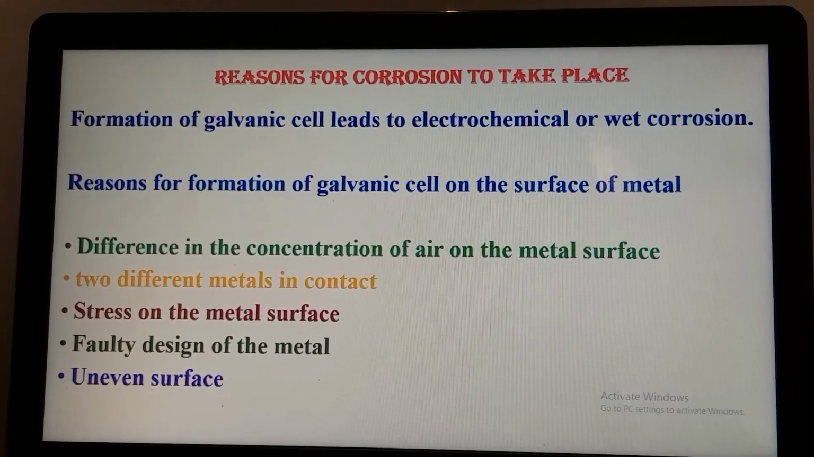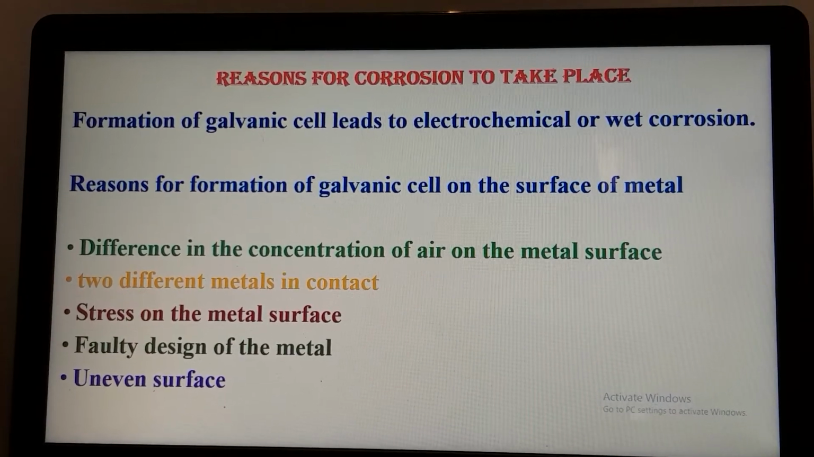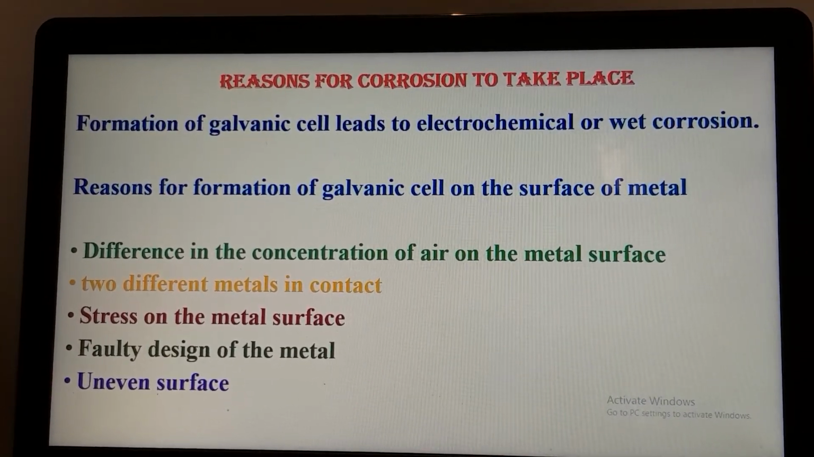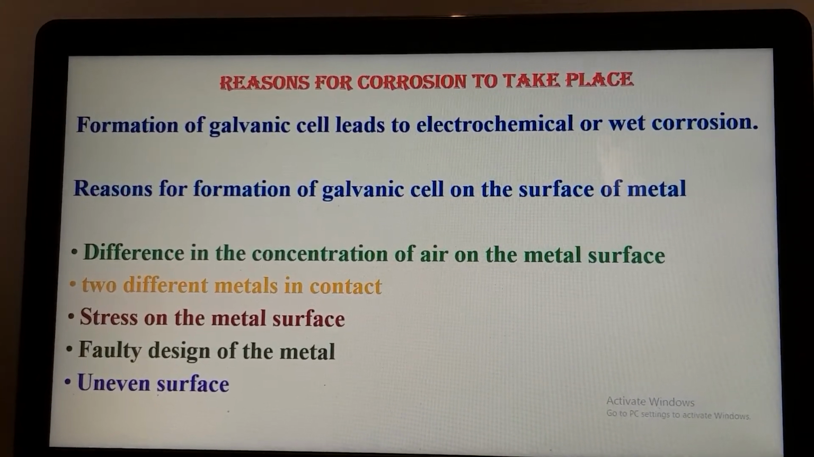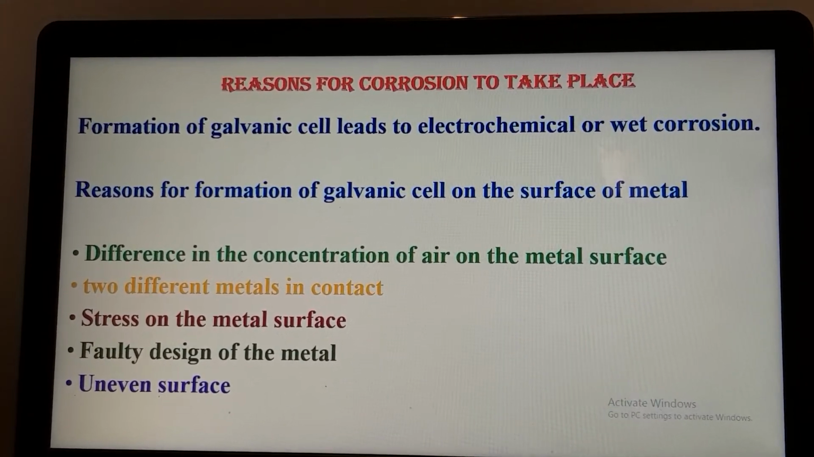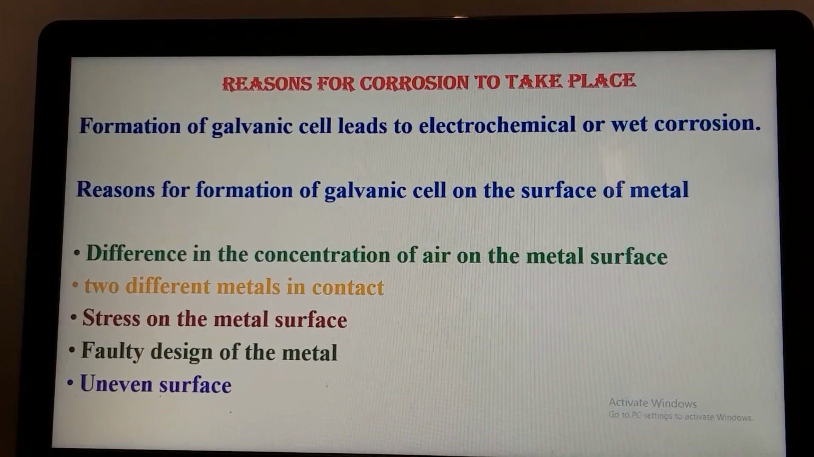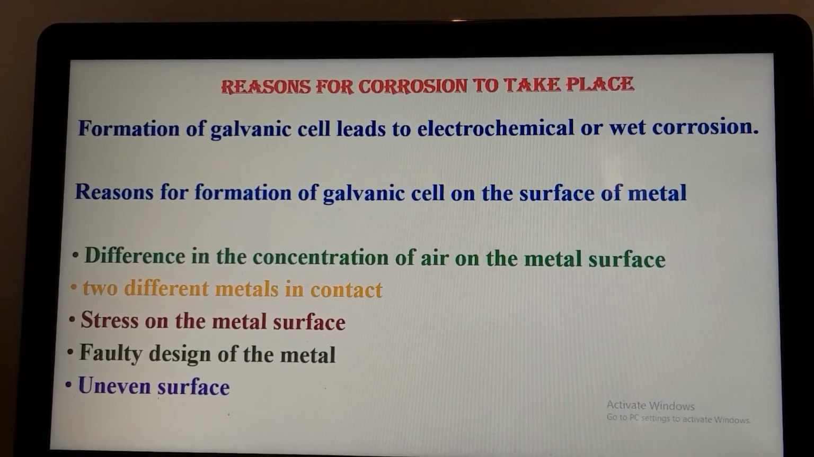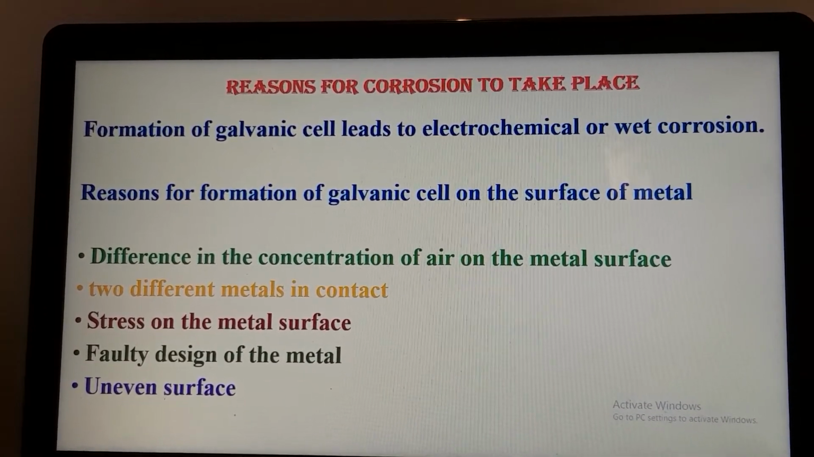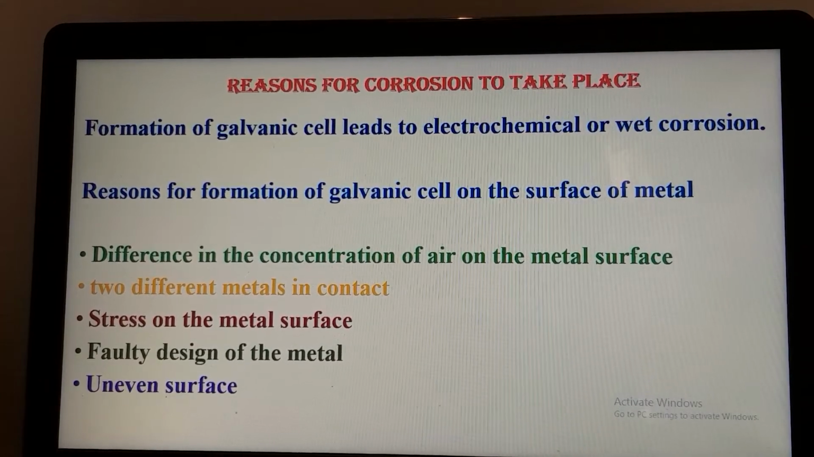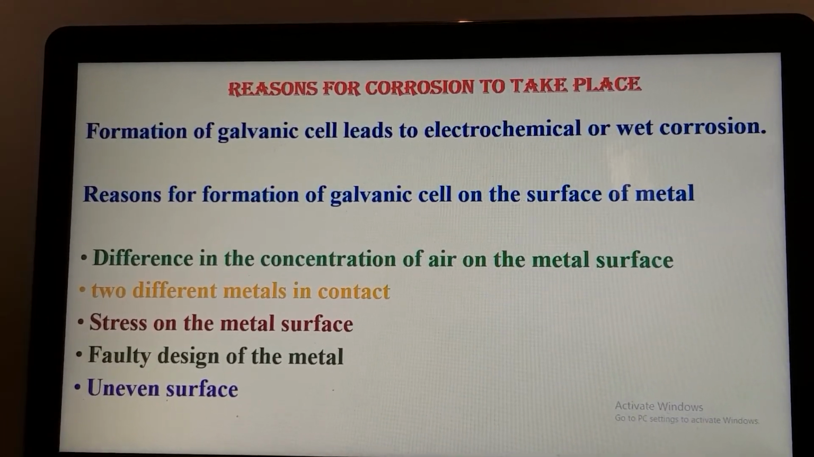Now, why are galvanic cells formed on the surface of the metal? There are many reasons for the formation of galvanic cells. Some of them are the difference in the concentration of air on the metal surface. There may be two different metals in contact. There could be stress on the surface of the metal due to welding, joints, the faulty design of the machinery, and the uneven surface of the metal.